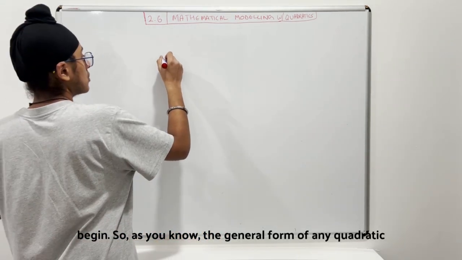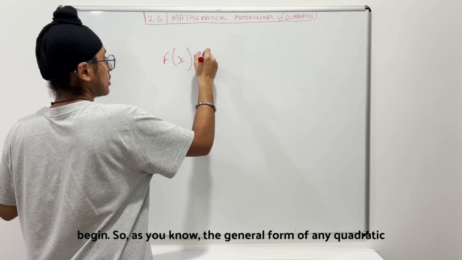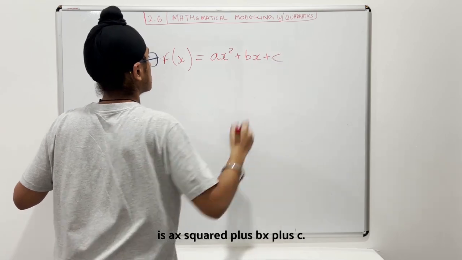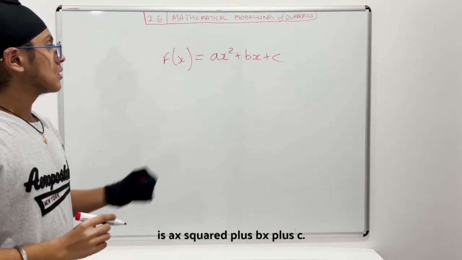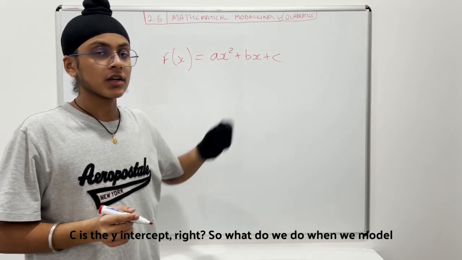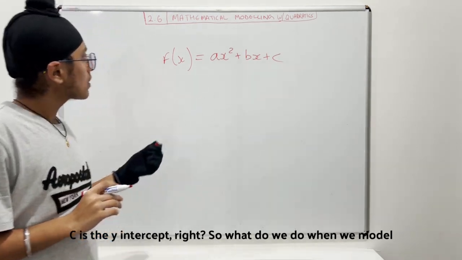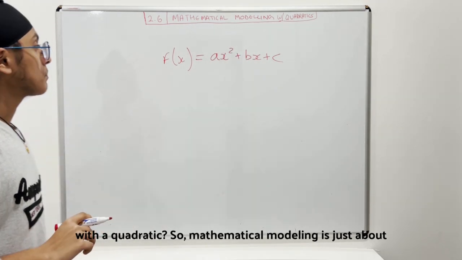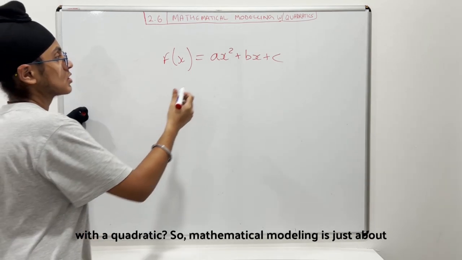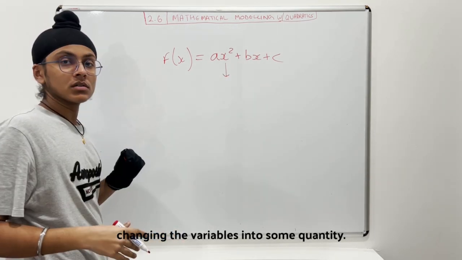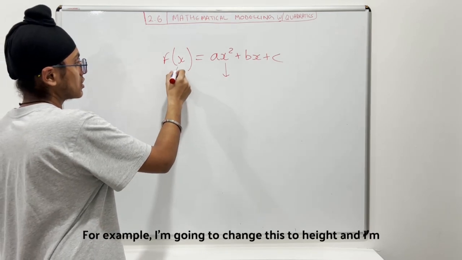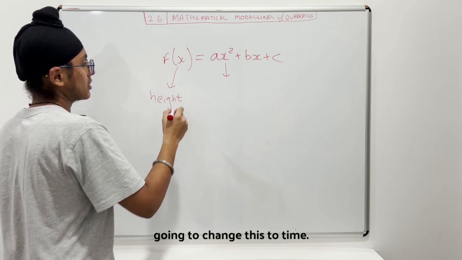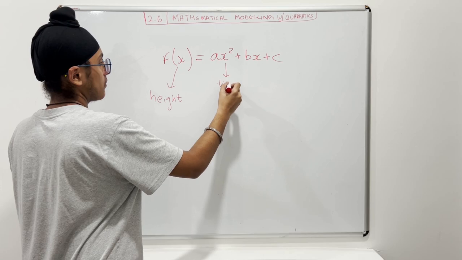So, as you know, the general form of any quadratic equation is ax squared plus bx plus c. C is the y-intercept, right? So, what do we do when we model with a quadratic? Mathematical modeling is just about changing the variables into some quantity. For example, I'm going to change this to height and I'm going to change this to time.